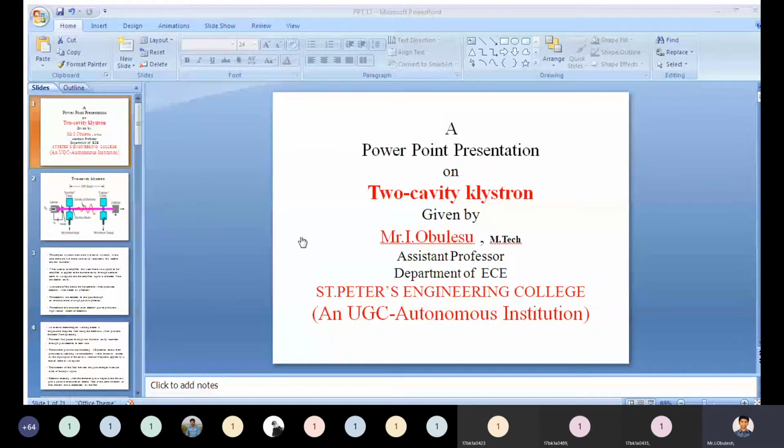Beyond the buncher grids is a space called the drift space.